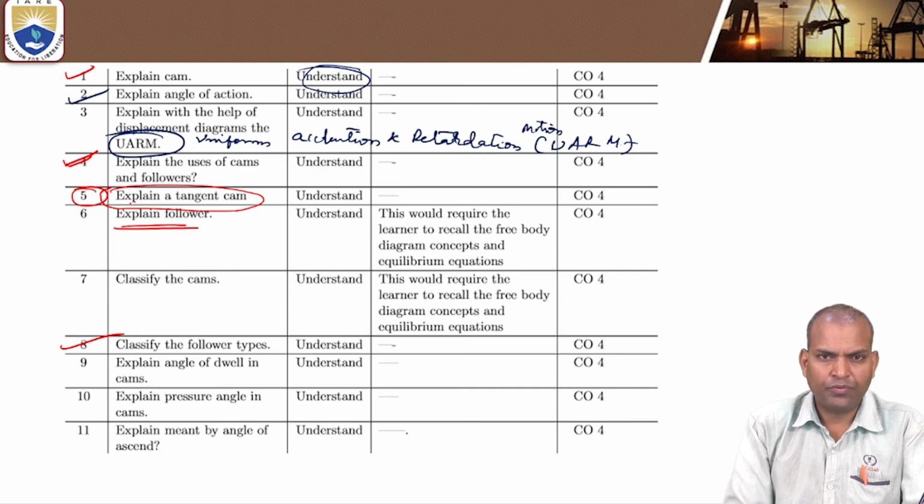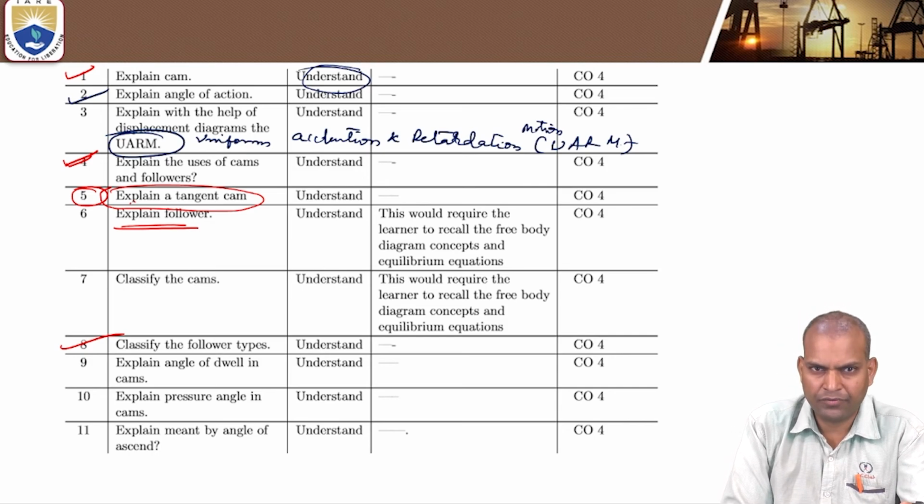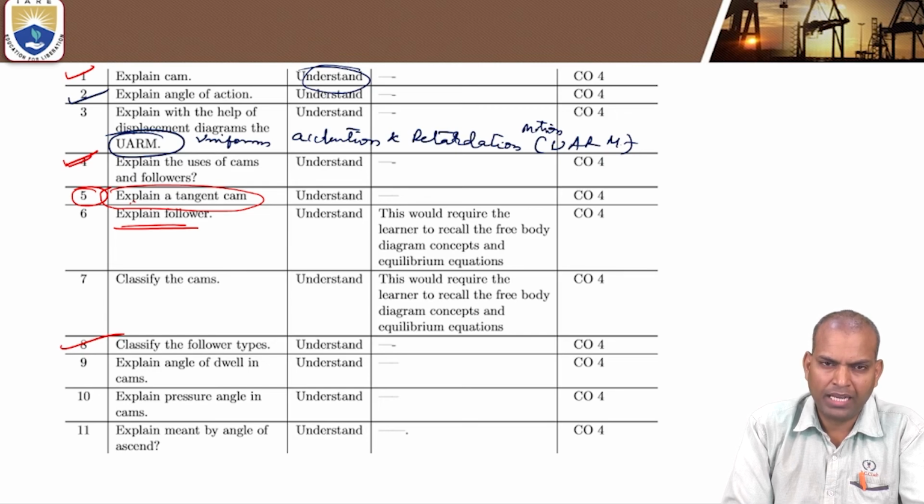Based on the shape, if it is a knife edge, it is a knife edge follower. If it is a roller in touch with the cam, that is a roller follower. If it is a flat face, then it's called a flat face follower. Like human beings, based on the color, there are different classifications. In the US there are blacks and whites. In India, there are different categories.